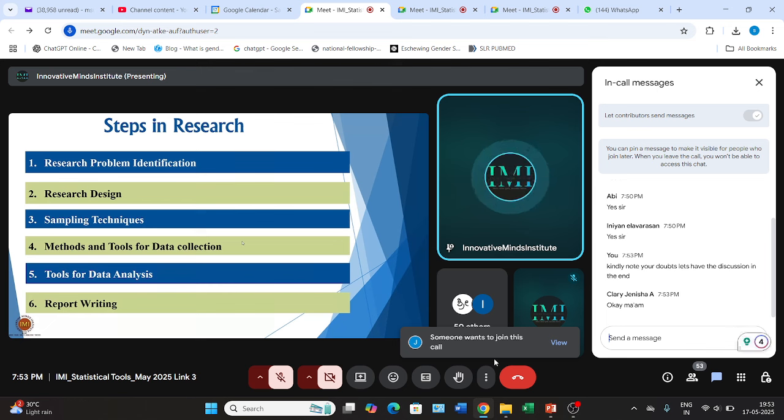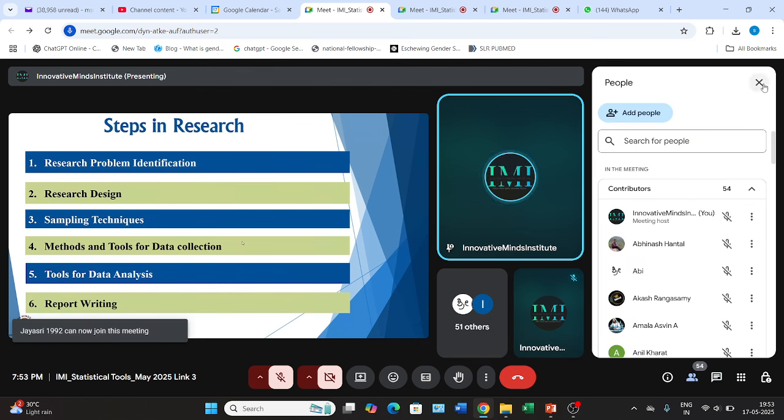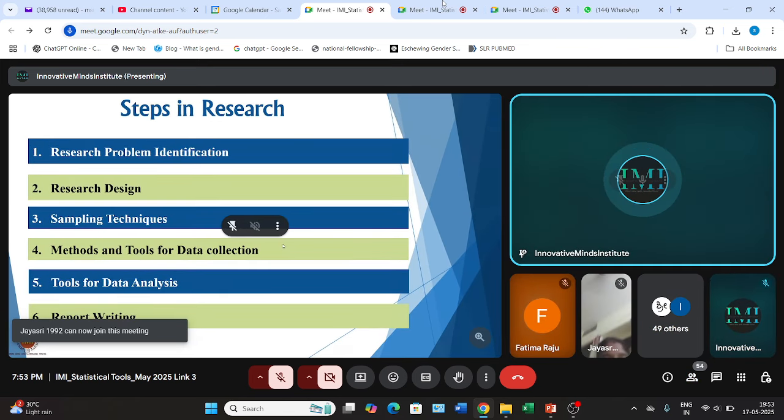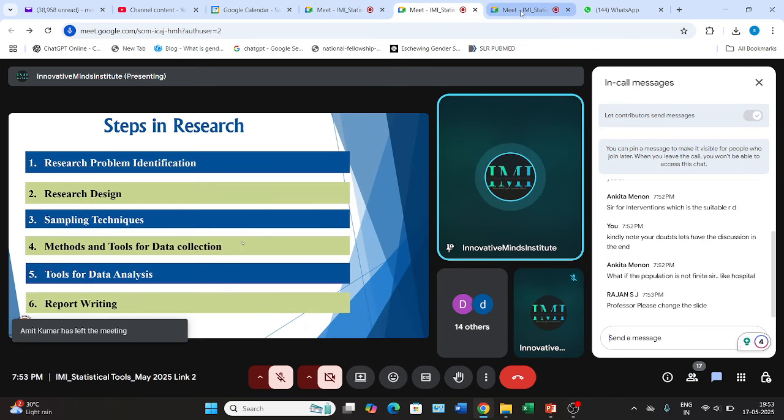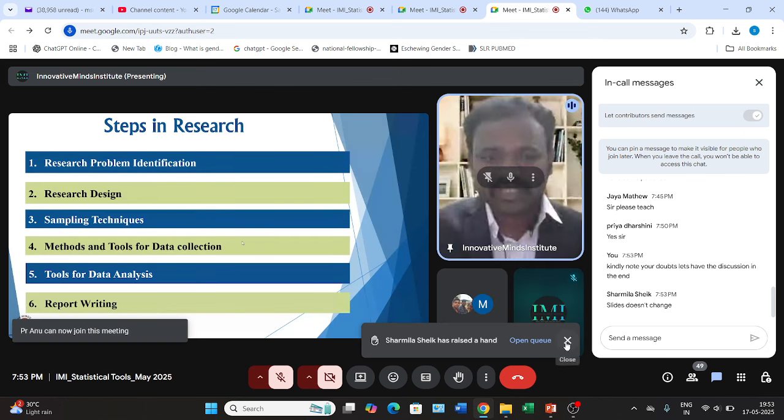So you should know the difference between the methods and tools for data collection. Method is how you are going to collect the data. Which method? Observation, questionnaire, or interview schedule. When we are talking about the tools for data collection, whether it is an interview schedule or questionnaire, it's an instrument, okay? It's a printed material.